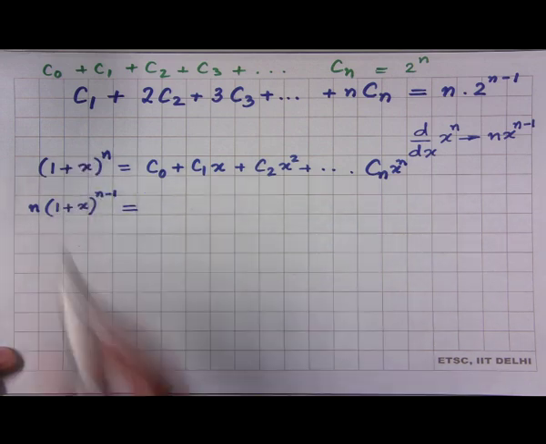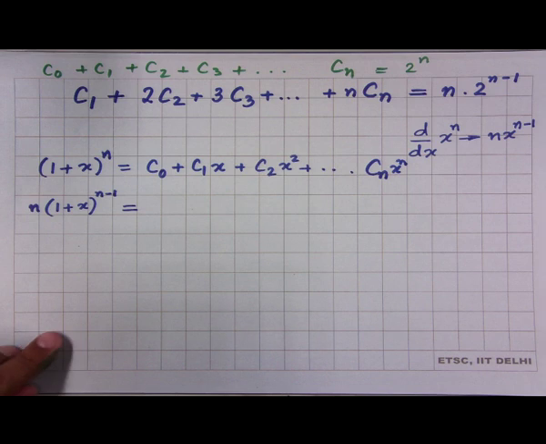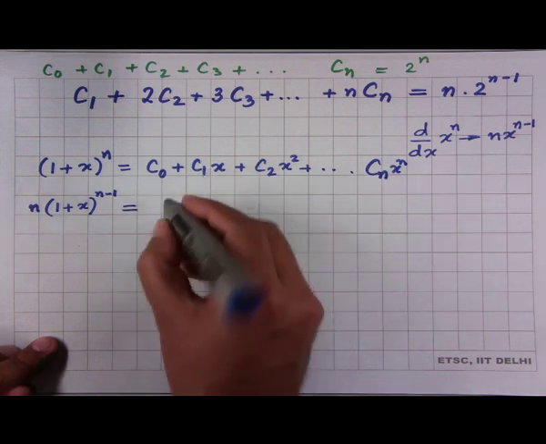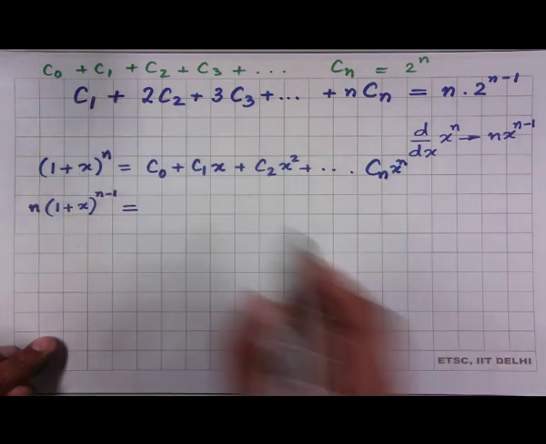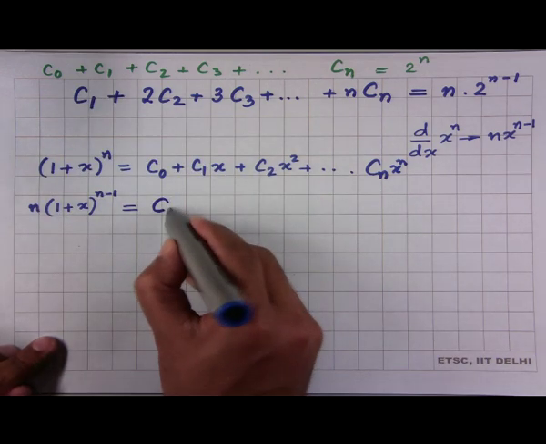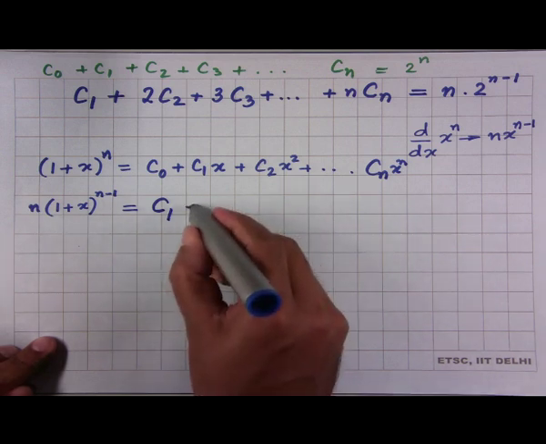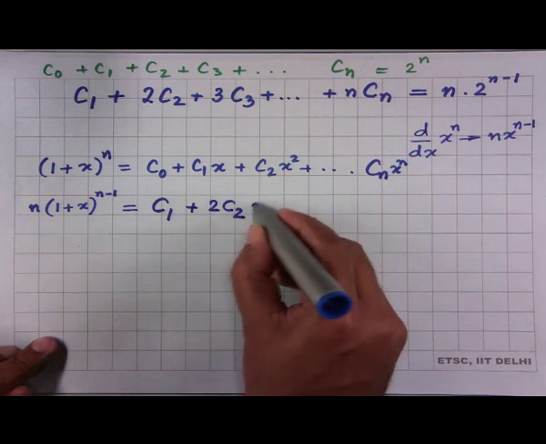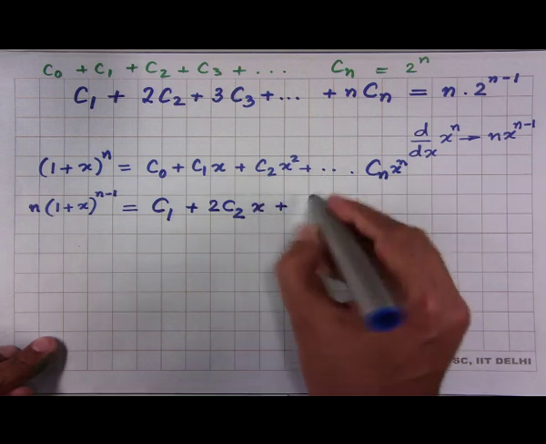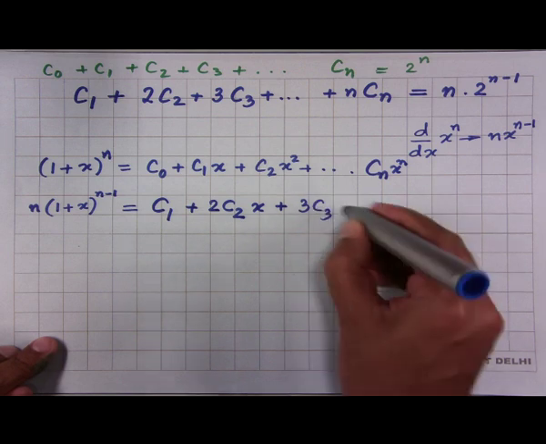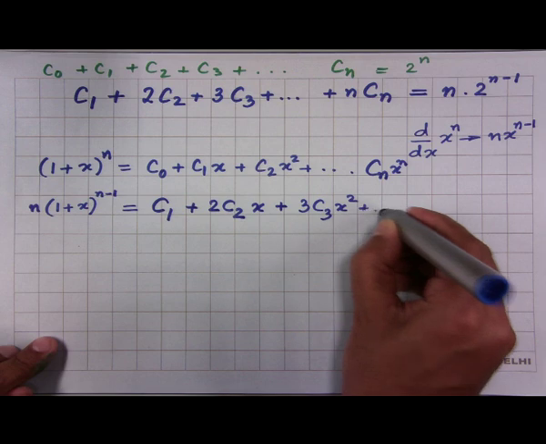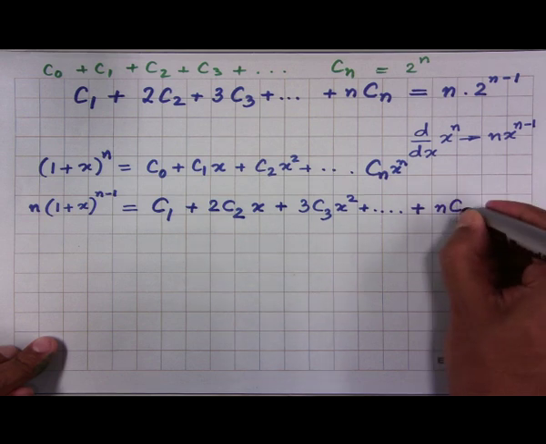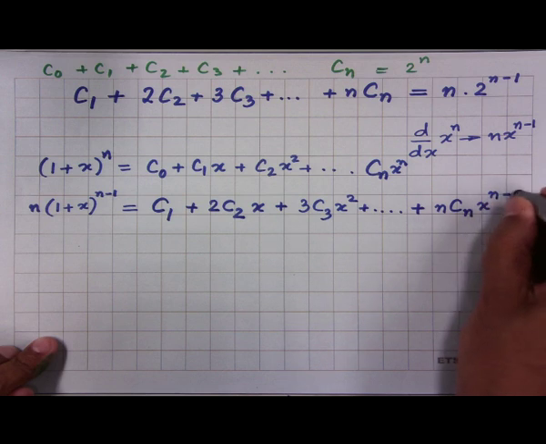So, I differentiated the left hand side. Now, if I differentiate the right hand side, differentiate C 0, you get nothing. C 1 x, you get C 1. C 2 x squared, you get 2 C 2 times x. Next one you will get 3 C 3 times x squared, and so on and so forth, all the way till n times C n times x power n minus 1.